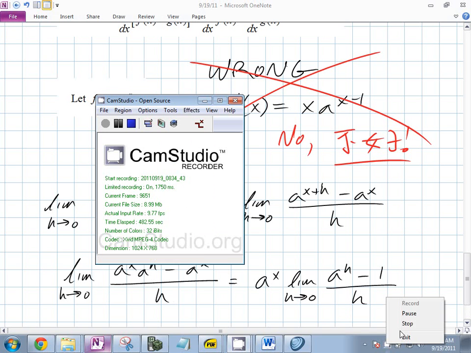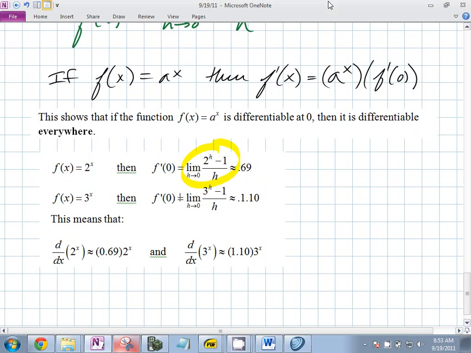This is kind of 2 to the h minus 1 all over h. And what would you do? You keep plugging in smaller and smaller numbers for h. Or look at what? The table. Look at the table around 0. That might be just easier. And you'll get it. It looks like it's around point. Is it going to be defined at 0?